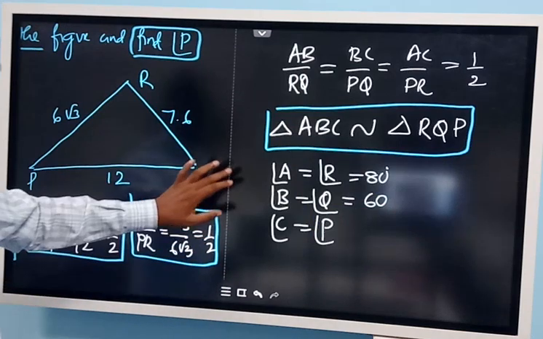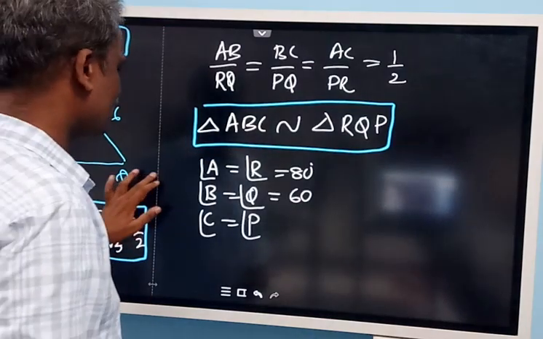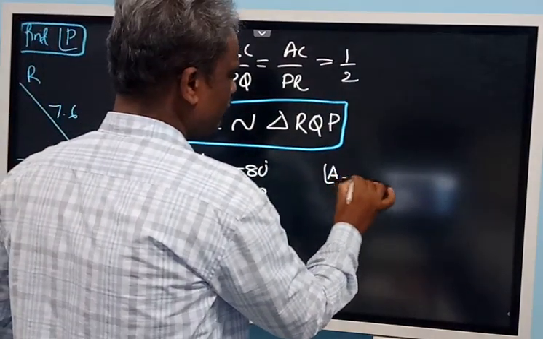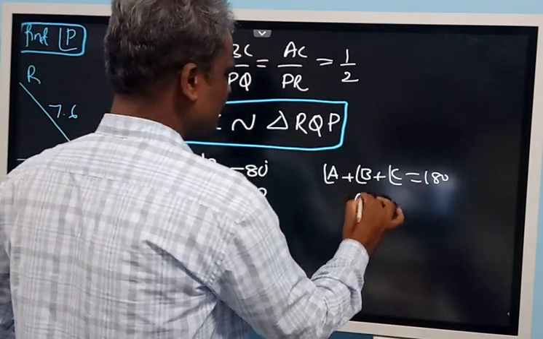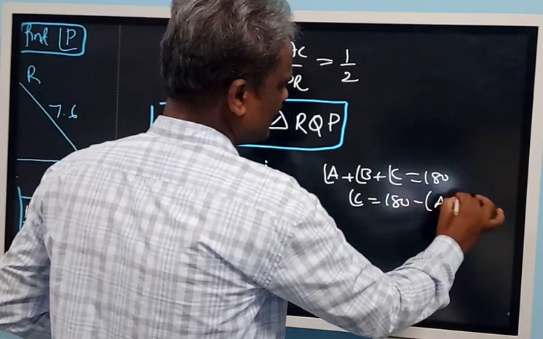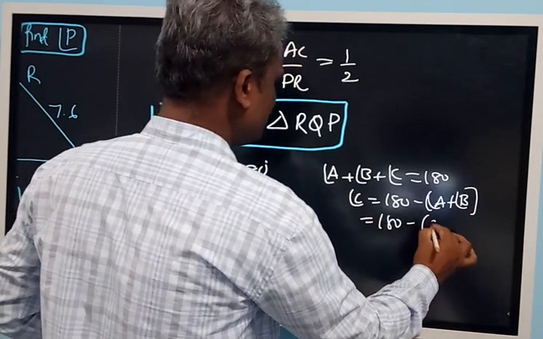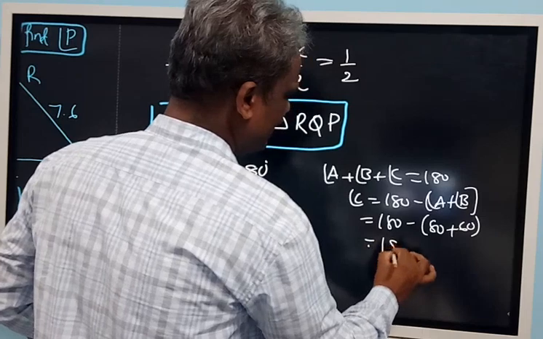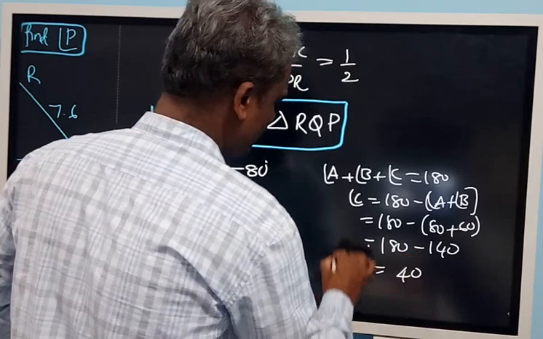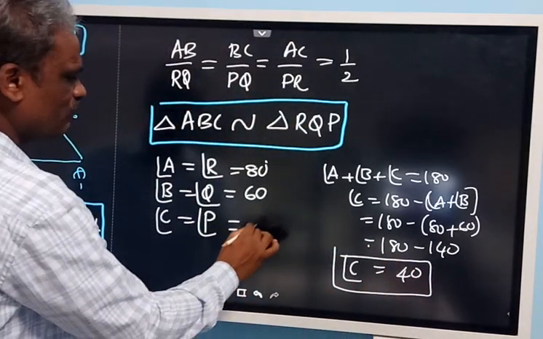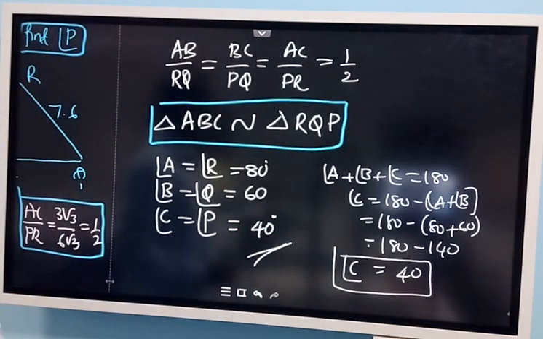What we have to do now to find C and P? Which property we can use? Angle sum property. We have angle A plus B plus C is equal to 180 degree. So C is equal to 180 minus of A plus B. 180 minus of A plus B means 80 plus 60, so 180 minus 140. So what is the angle? 40 degree. So this is the measurement of angle C. Since C and P are equal, therefore we can write 40 degree. So we got the angle P, it is 40 degree.